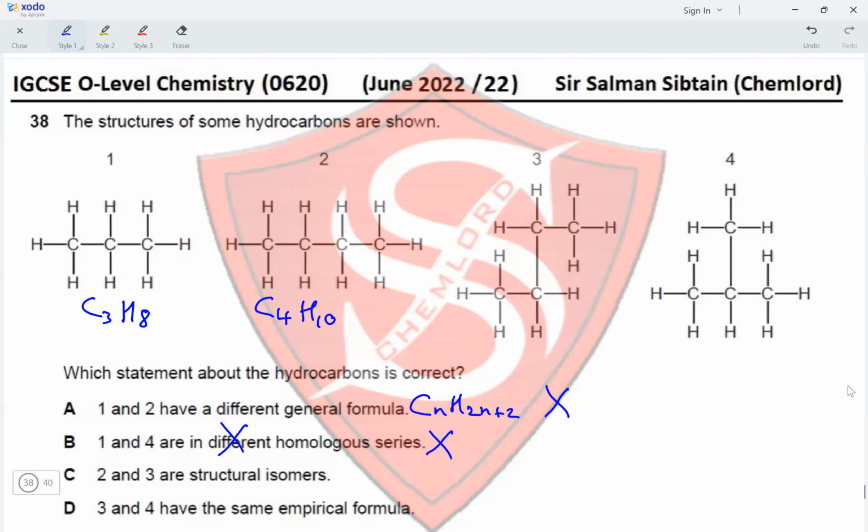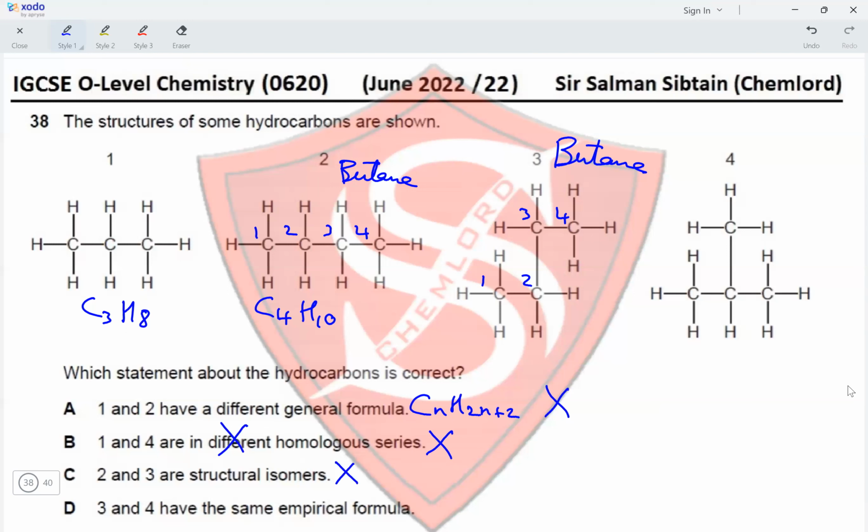2 and 3 are structural isomers. 2 is called butane. And 3 also has 4 carbon atoms in a straight chain. So this is also butane. They are the same compound. They are not isomers of each other. Had they been isomers, the name would have been different.